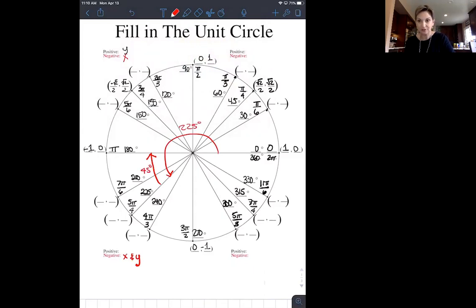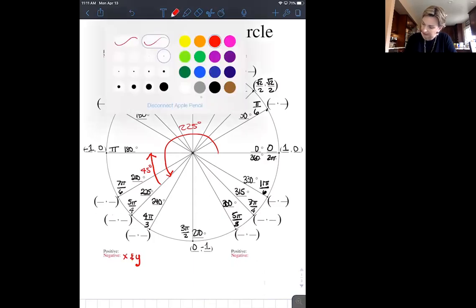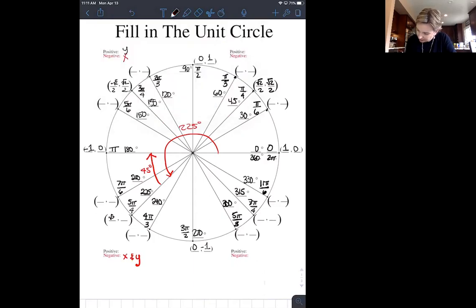Okay, so 45 degrees has an x coordinate of the square root of 2 over 2 and a y coordinate of the square root of 2 over 2. But in quadrant 3, they're both negative. So it's negative square root of 2 over 2 and negative square root of 2 over 2. I'm just taking what I learned about the 45, 45, 90 degree triangle in quadrant 1, and I'm moving it over to the other quadrants.